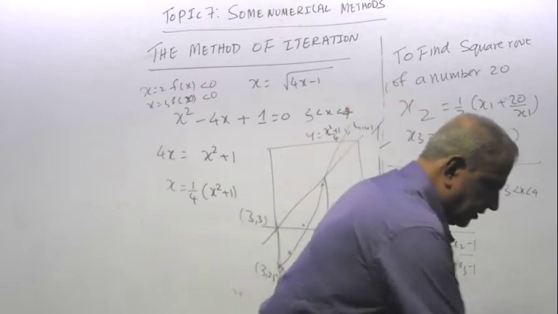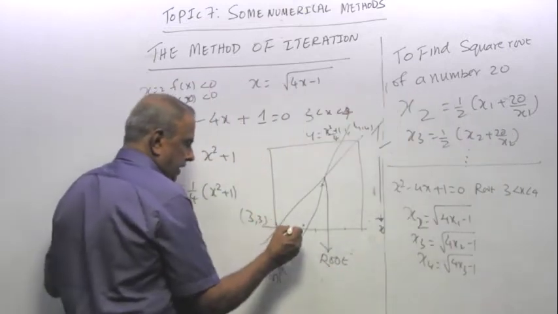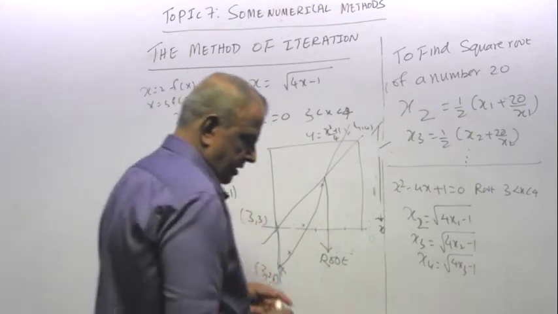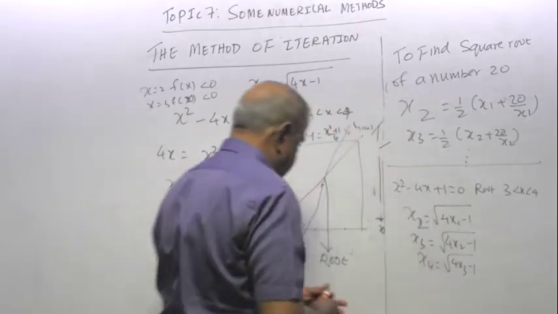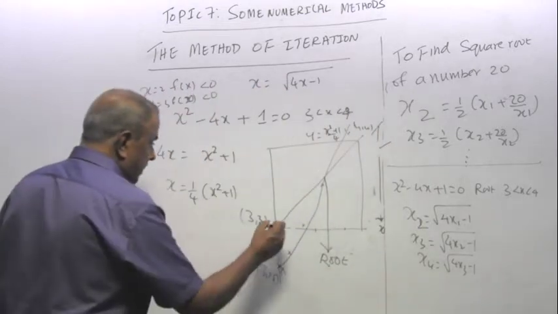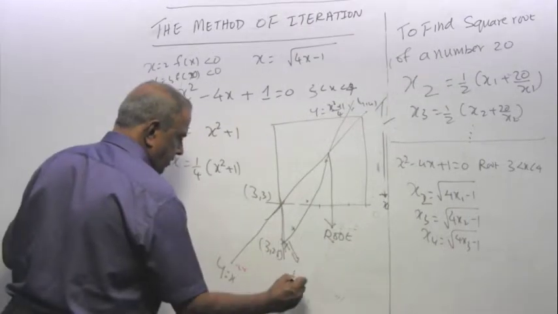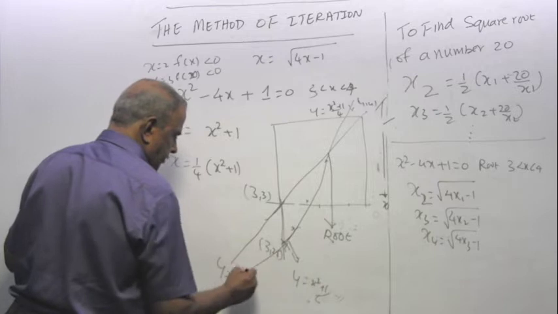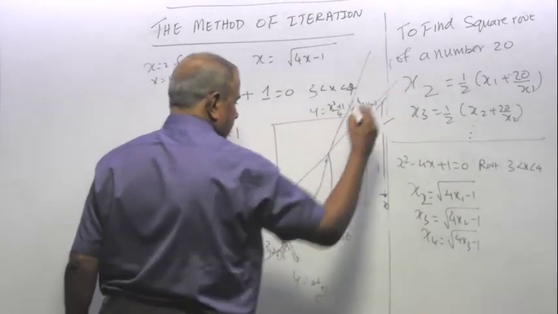How did we do last time? I took a value of x. Let's say I take the value x. This pen has dried up. Let me try this. Let me extend this line, because this is the line y equal to x. And this is the curve y equal to x squared plus 1 over 4. So that graph goes like that, and that graph goes like that. That's the line y equal to x.